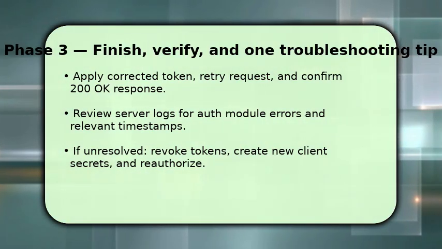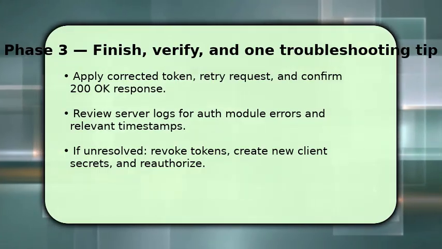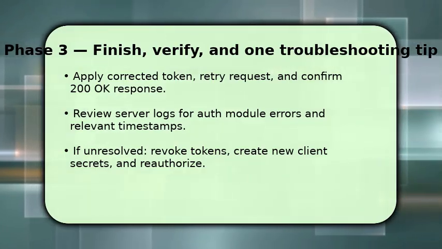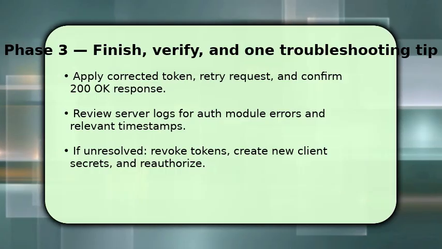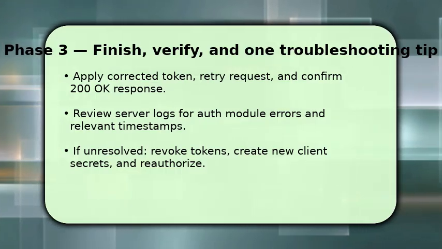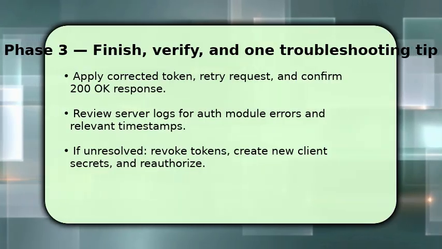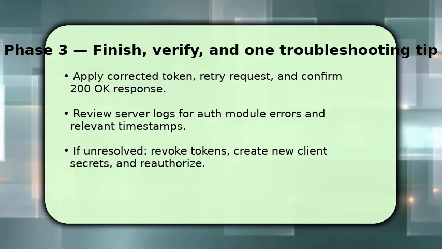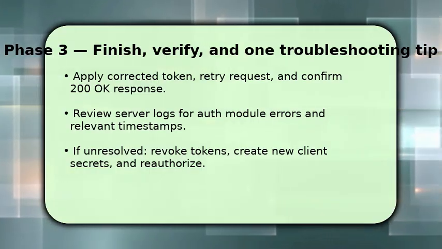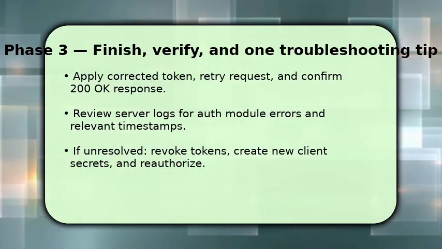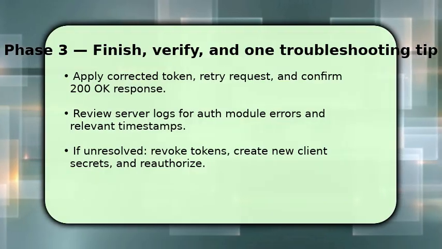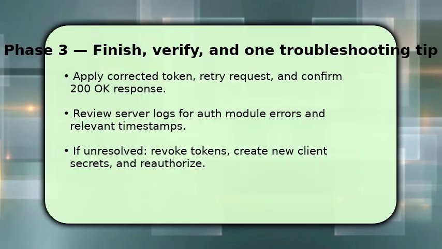200 OK. Once done, review server logs and auth audit trails for the specific rejection message, because logs reveal misconfigured scopes, invalid audiences, or malformed tokens. If problems persist, revoke and reissue client credentials, then reauthorize the client. One key troubleshooting tip: if you still get 401, reproduce the failing request with curl and compare header size.